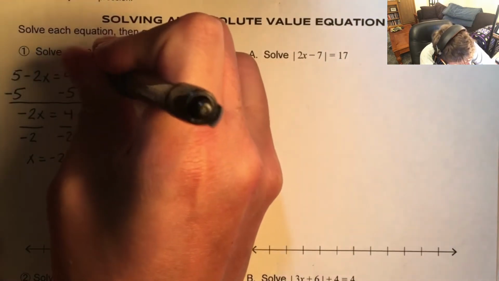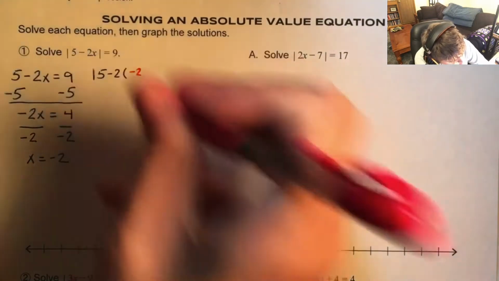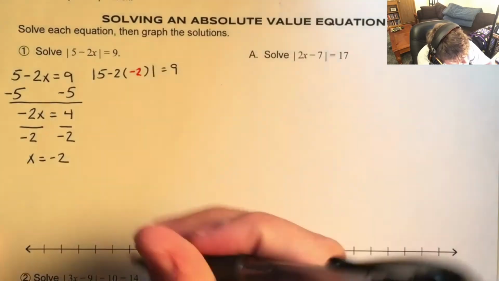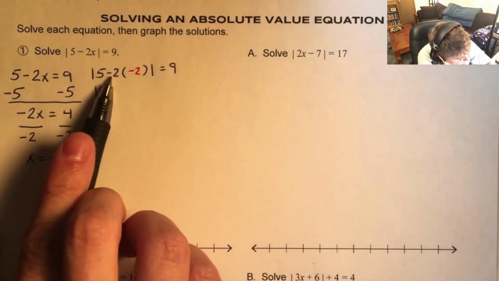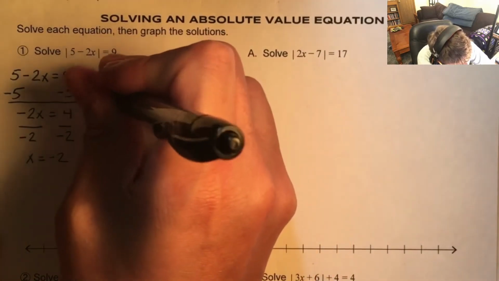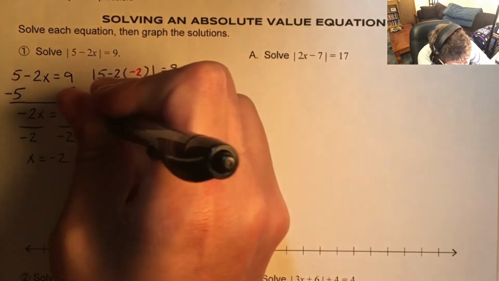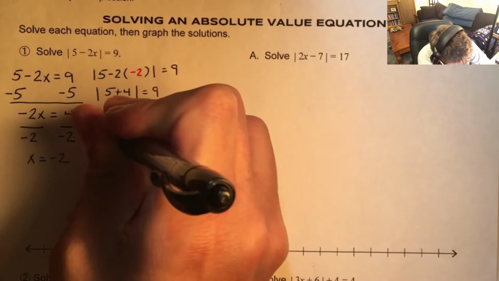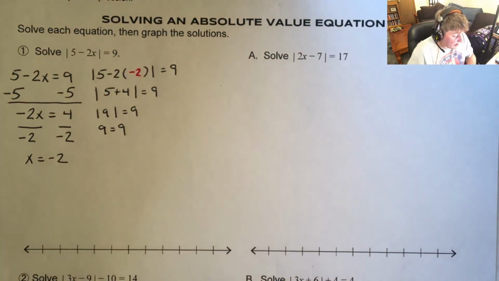So 5 minus 2 times negative 2 is equal to 9. Well, 5 minus negative 2 times negative 2, so negative 2 times negative 2 is 4, so 5 plus 4 is equal to 9. And then the absolute value of 9 is equal to 9, which indeed checks out. So that ended up working out. That's great. That's what we're looking for.